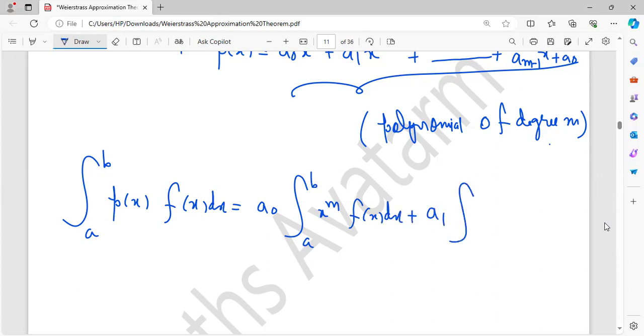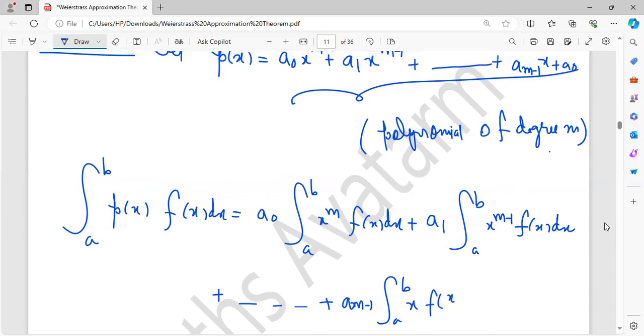integral a to b x to the power m f(x) dx, plus a1 times integral a to b x to the power m minus 1 f(x) dx, and so on, plus a m minus 1 times integral a to b x f(x) dx, and a naught times integral a to b f(x) dx. Okay, I can write x to the power 0 here, no problem. x to the power 0 means 1.